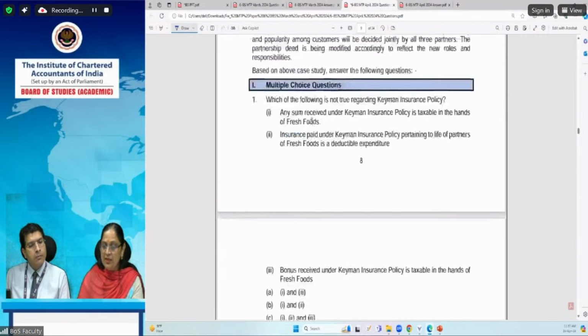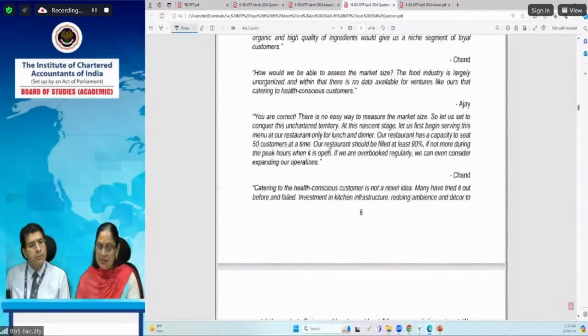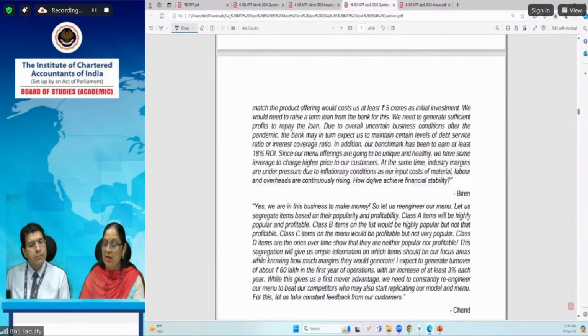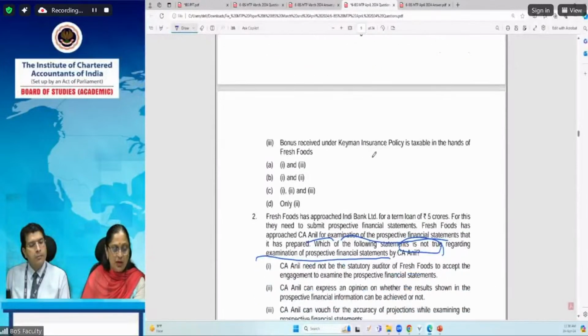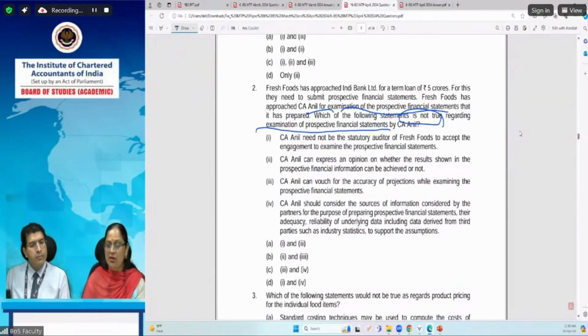It is pertaining to this para, where Mr. Biren is saying catering to the health conscious customer is not a novel idea. Many have tried it out before and failed. Investment in kitchen infrastructure, redoing ambience and decor to match the product offering would cost us at least 5 crore as initial investment, and we need to read. I'm not reading the whole because I'm assuming that you have read the case. Now, on the basis of SAE, we need to solve which one is not true according to that standard on assurance engagements.